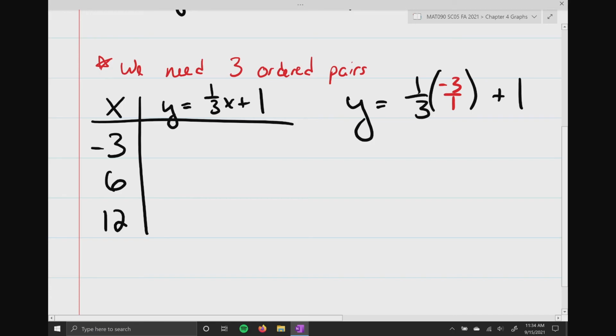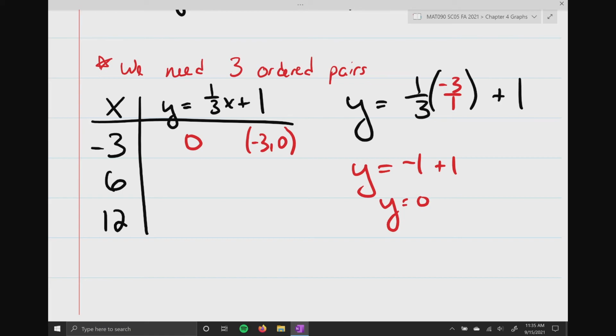So, I can rewrite -3 as -3 over 1. 1/3 times -3 simplifies down into -1. So we have y equals -1 plus 1, which is y equals 0. So my first ordered pair is -3, 0. Does that make sense, everyone? All right, good. Now we just literally moved down the list.